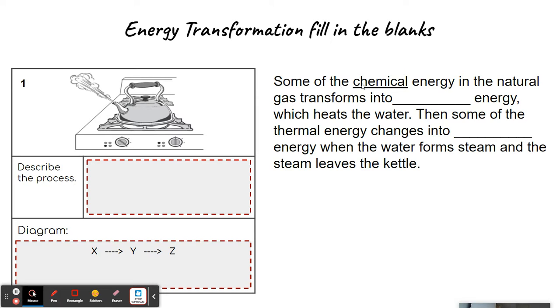So it says, some of the chemical energy in the natural gas in the stove transforms into thermal energy, which is going to heat the water. Then some of the thermal energy changes into sound energy when the water forms steam and the steam leaves the kettle. So what type of energy do we start with? Then it gets transformed to what type? And then lastly. So with this sentence, we can say we're getting chemical energy from the gas stove.